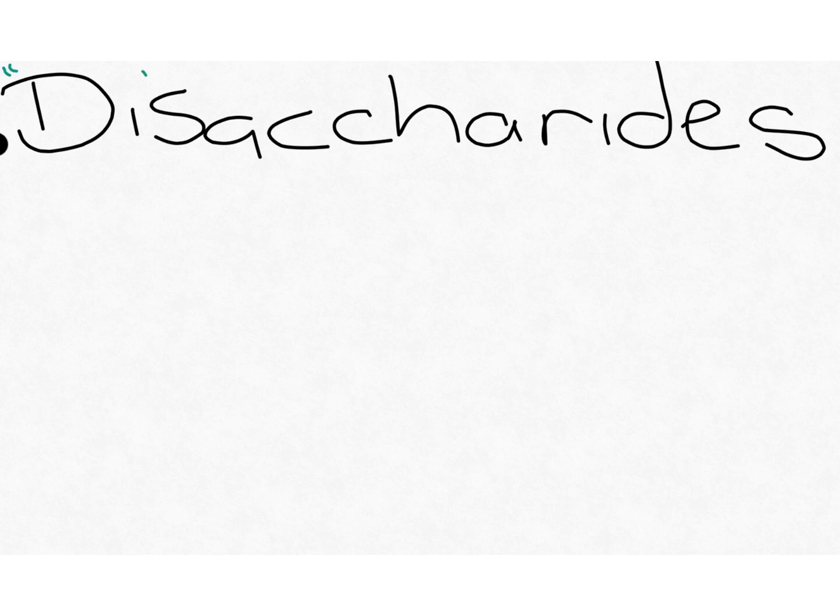Disaccharides are formed from 2 monosaccharides. The term di means 2. Now, the forming of a bond between 2 monosaccharides takes place as a condensation reaction. We will have a look at maltose as an example. Maltose is formed from 2 alpha glucose molecules.